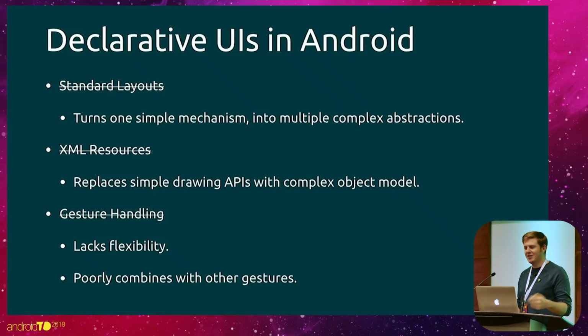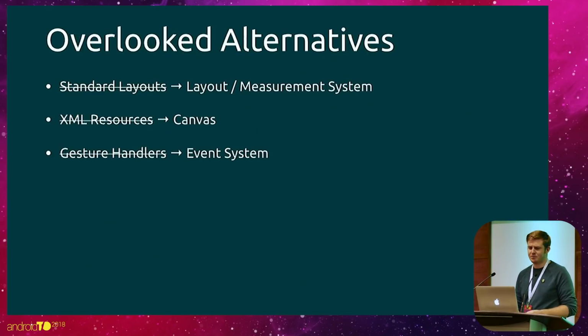First of all, with standard layouts, I feel like it turns a pretty simple layout mechanism into kind of complex rules that you see in constraint and relative layouts. XML resources basically replace a very simple drawing API, Canvas, with an object model. And gesture handling is just inflexible. If you have multiple gesture handlers fighting together, I find this can often be really glitchy and kind of a pain to work with.